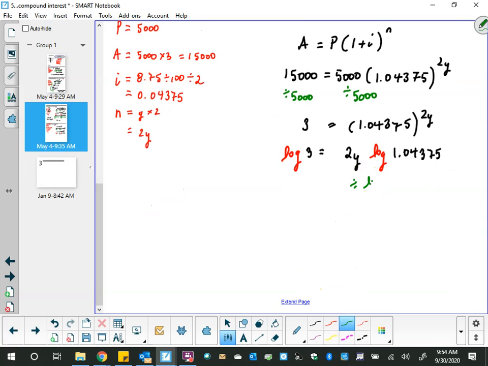So I have to divide both sides by log 1.04375. And I'm going to divide both sides by 2. And then let my calculator do the work. So log 3 divided by log 1.04375.